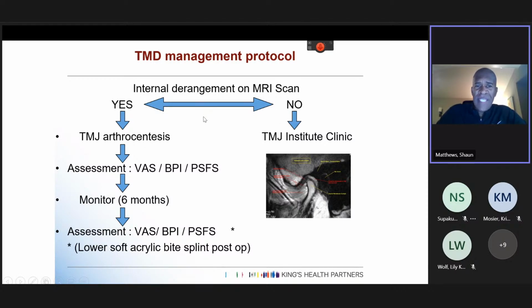Now, if the MRI scan shows evidence of internal derangement, then I go down the left arm of the algorithm here, and I will undertake the first surgical intervention, which is minimally invasive, which is a jaw joint washout procedure or lavage procedure called an arthrocentesis. And the arthrocentesis will be described in the next few slides. This is how we wash the jaw joint out if there's evidence of internal derangement on the MRI scan.